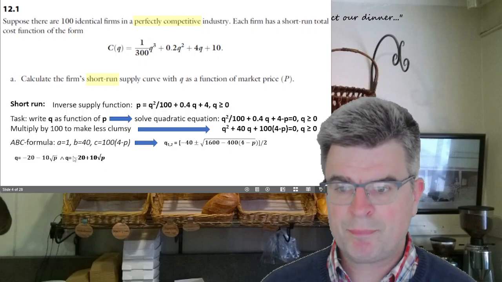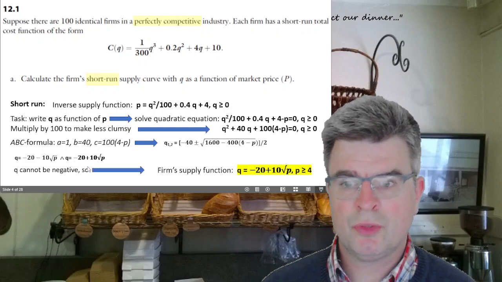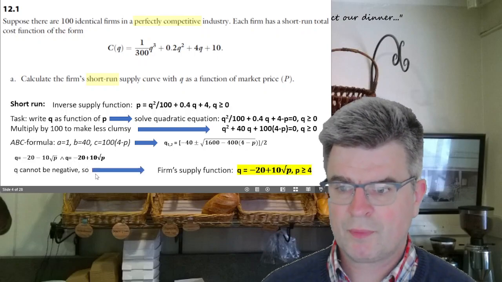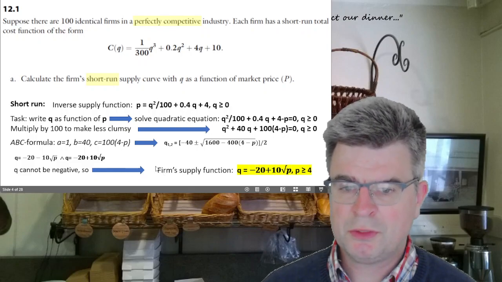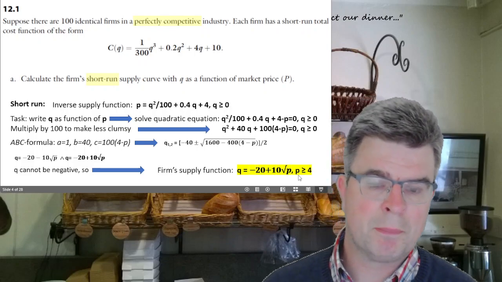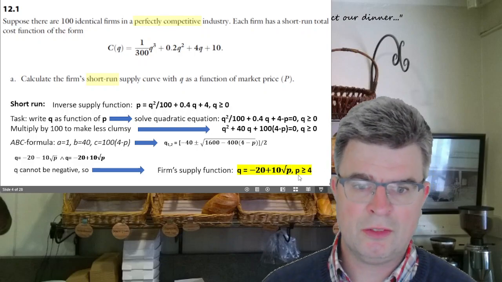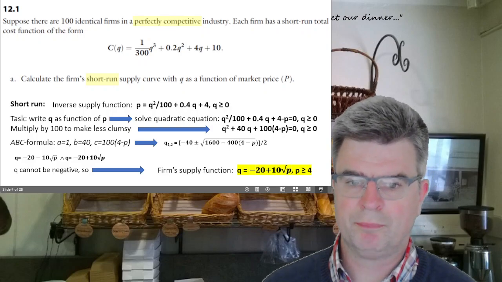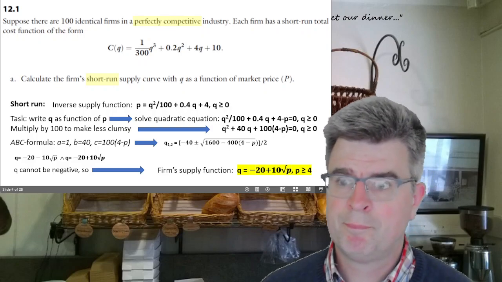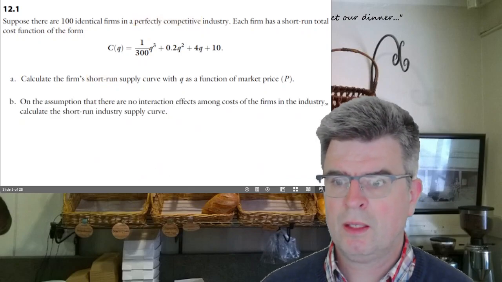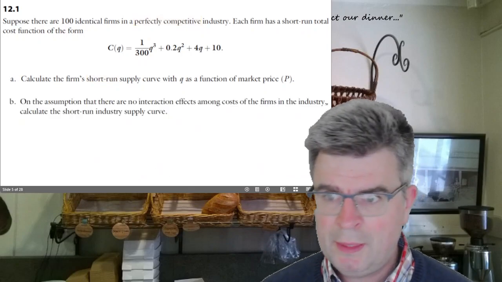So this is our inverse supply function, so this is the supply function, it's a function of price under the condition that the price needs to be at least equal to 4. And that solves question A. Then we move on to question B.